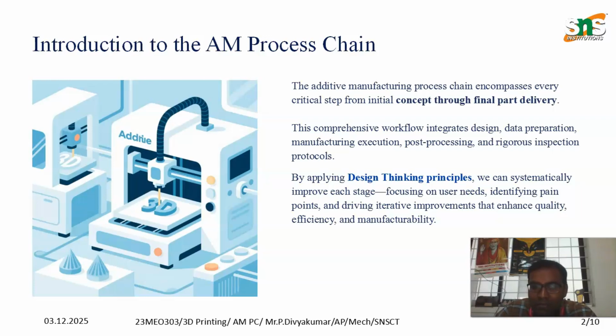What is an additive manufacturing process chain? The additive manufacturing process chain refers to the sequence of steps involved in converting a digital design into a finished physical part using layer by layer fabrication. Unlike conventional manufacturing processes, AM integrates design, simulation, fabrication and post processing into a continuous digital workflow. There are different steps involved in the process chain. Based upon the design thinking principles, we are going to discuss them one by one.